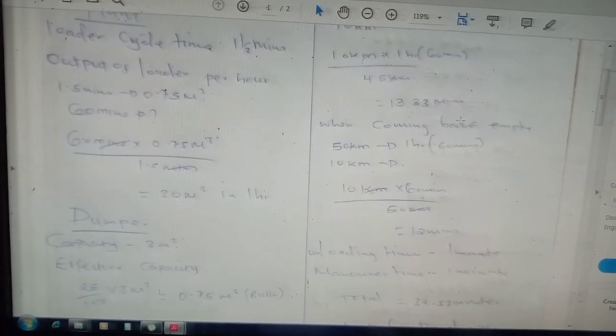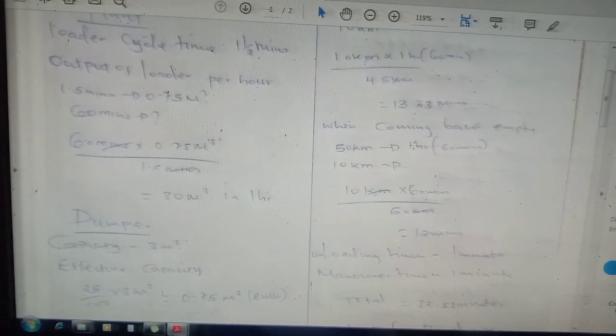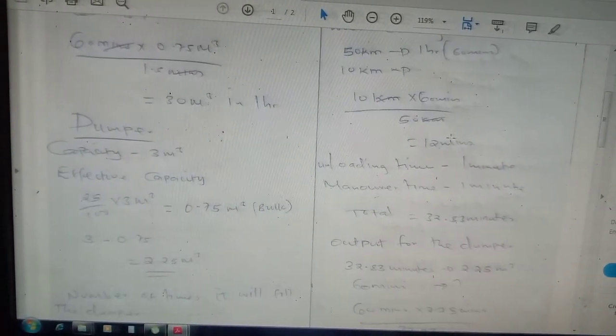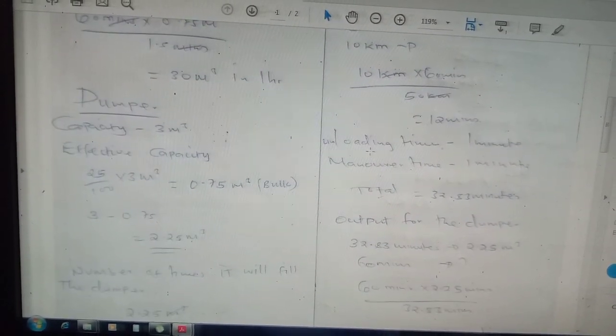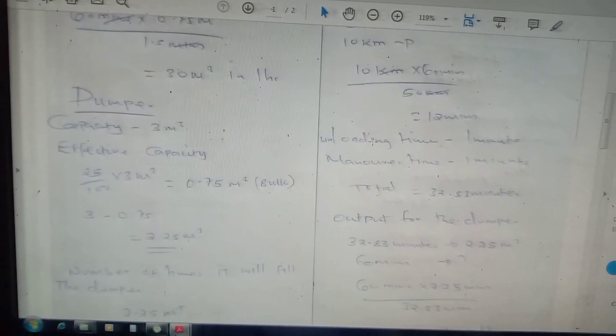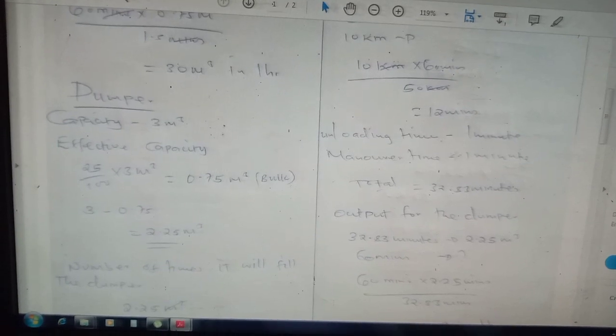Then when empty, you say 50 kilometers, it will go for 1 hour. What of 10 kilometers? It will be 12 minutes. Then you add the minutes for unloading. When it is unloading the materials, it will take 1 minute. Then maneuver time will be 1 minute.